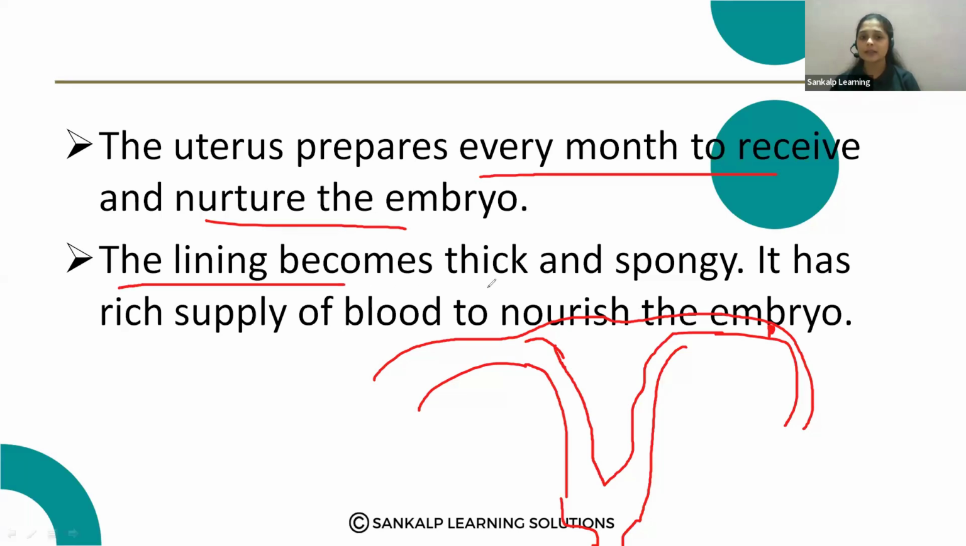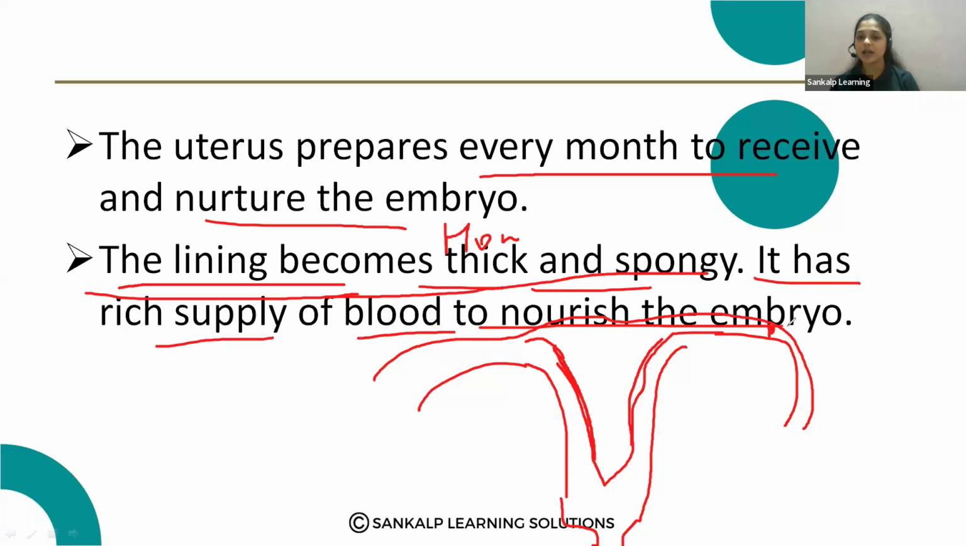The lining becomes thick and spongy. The inner wall of the uterus becomes thick and spongy. It has a rich blood supply to nourish the embryo. This is also one of the important questions: how does the uterus prepare every month to receive the embryo? They will ask the question like that. The lining of the uterus becomes thick and spongy, and it has a rich supply of blood to nourish the embryo. You should write the answer like that.